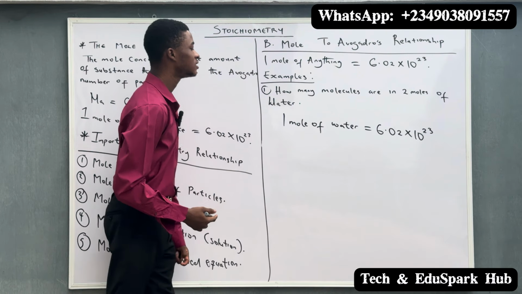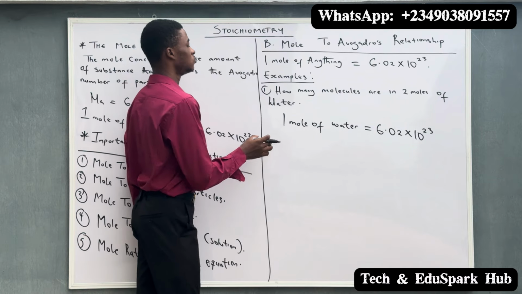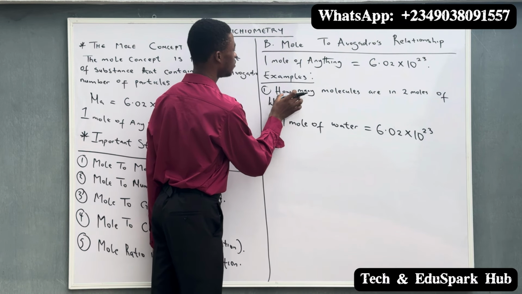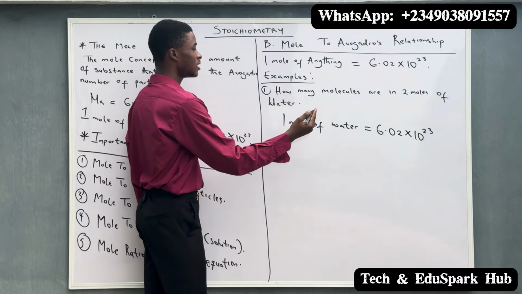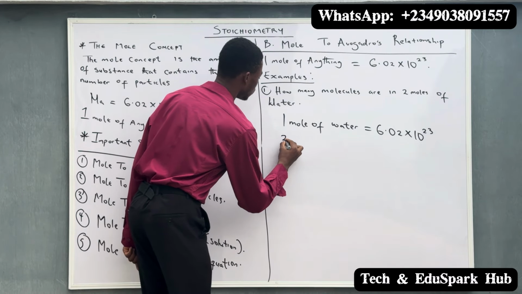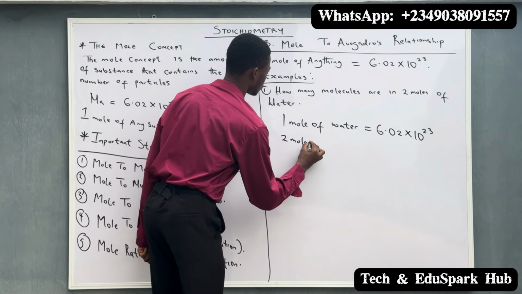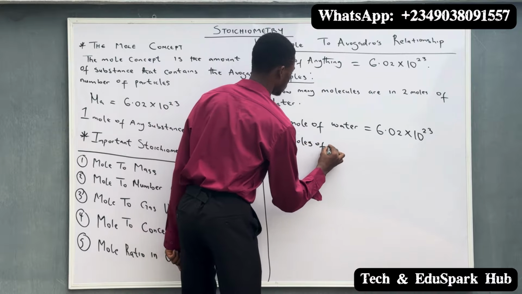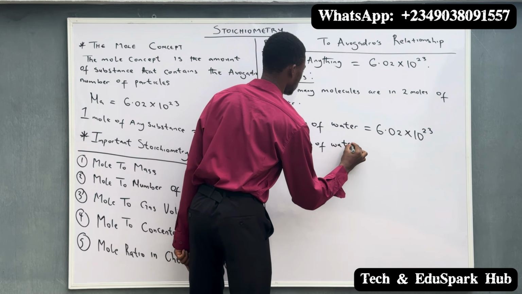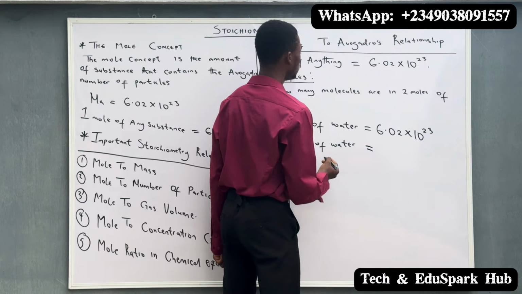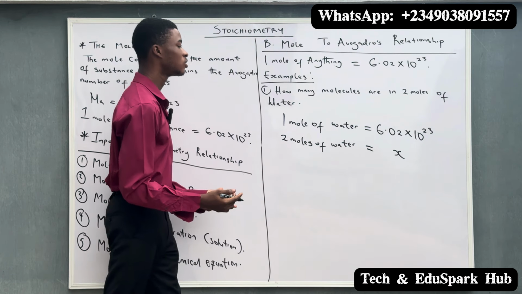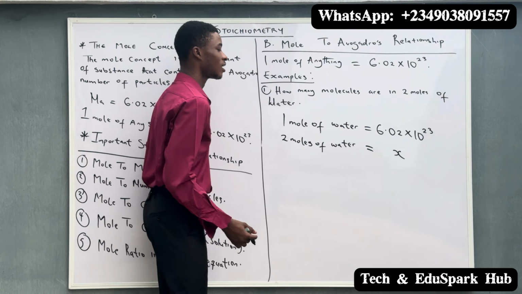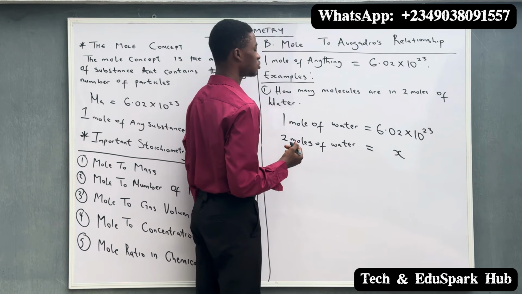Now that we have written this, the next thing is to look at the question. The question is asking how many molecules are present in 2 moles of water. So we are given the second mole. We can say 2 moles of water is equal to X, because we don't know the number of molecules present, which is what the question asks us to calculate.